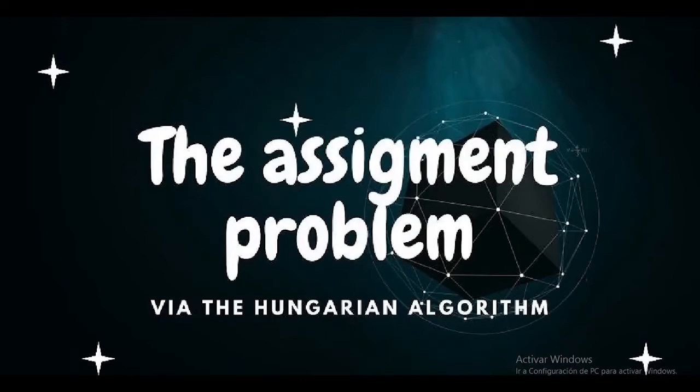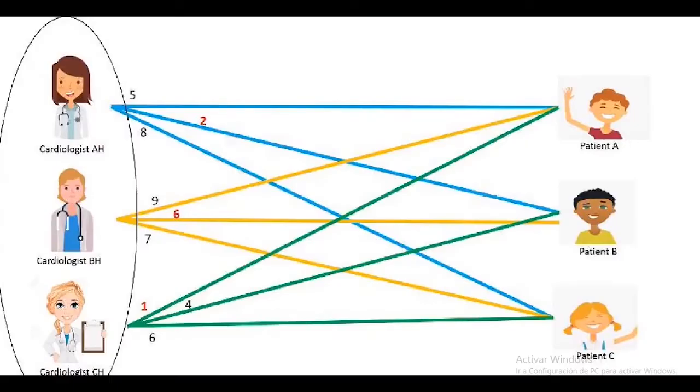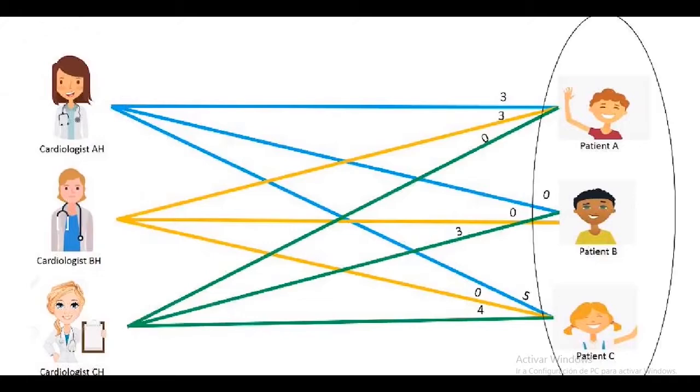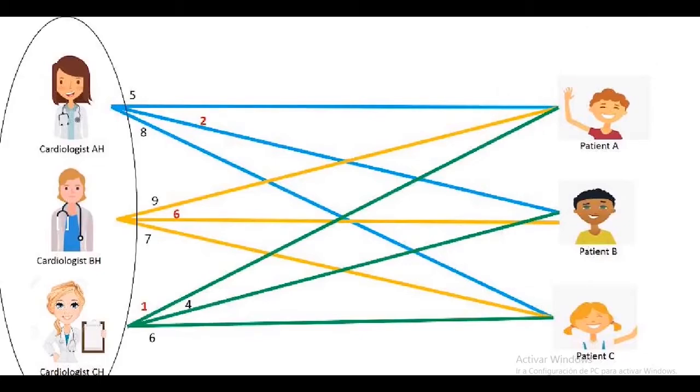Yeah, we think the same thing: the Hungarian algorithm. We have here a graph that represents the relation between surgeons and patients. Subgraph A represents only surgeons and subgraph B represents patients. Every surgeon and every patient represents a vertex. We can see here the quantification for every surgery with relation surgeon-patient. For example, cardiologist AH has 5 points on a difficulty scale with patient B.